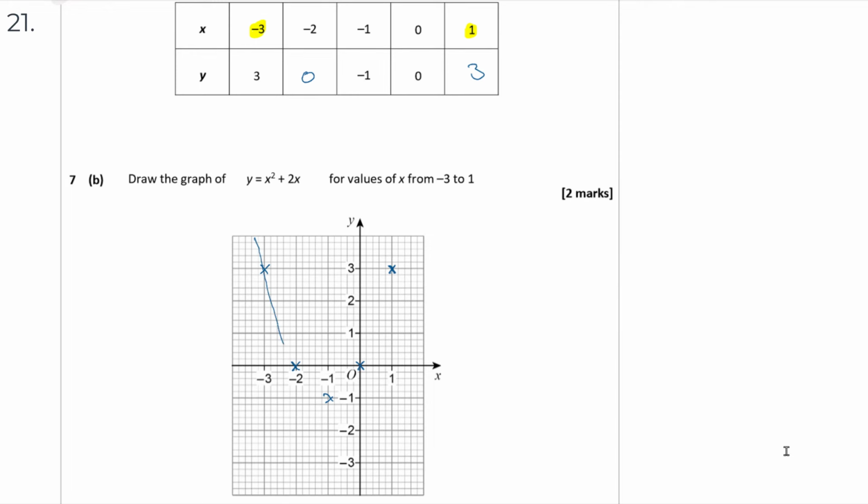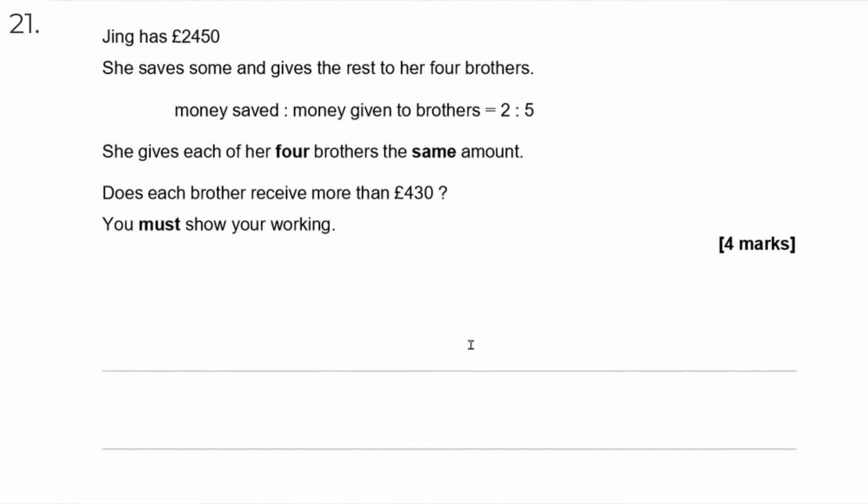Join them up with a nice smooth curve. Taking care to just use one line and passing through each point. Okay, that'll do, I think. So it's like a parabola shape. Yeah, nice. That'll do.